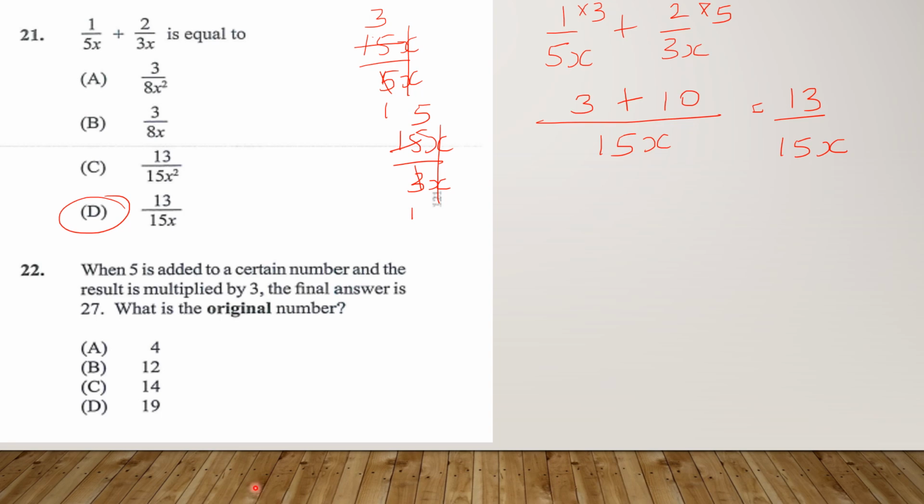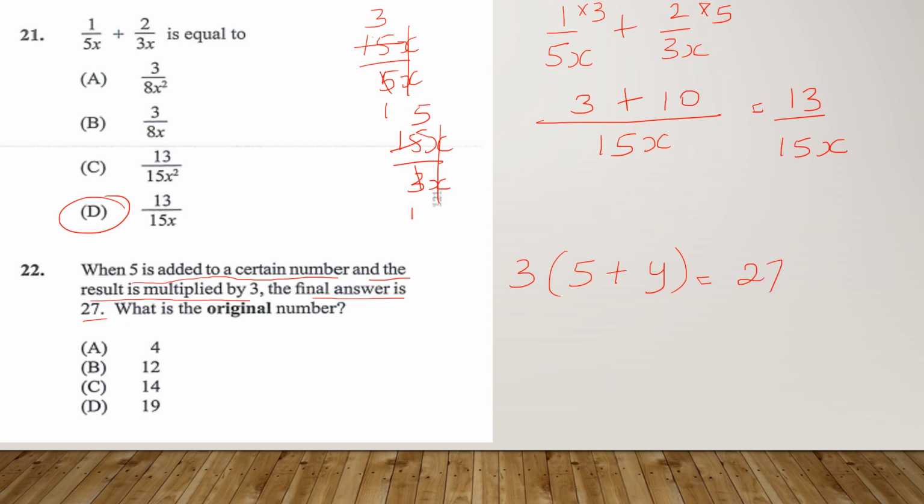22. When 5 is added to a certain number and the result is multiplied by 3, the final answer is 27. What is the original number? So let's go slowly. 5 is added to a certain number y, and the result is multiplied by 3. Whatever we get here is multiplied by 3, and its final answer is 27.